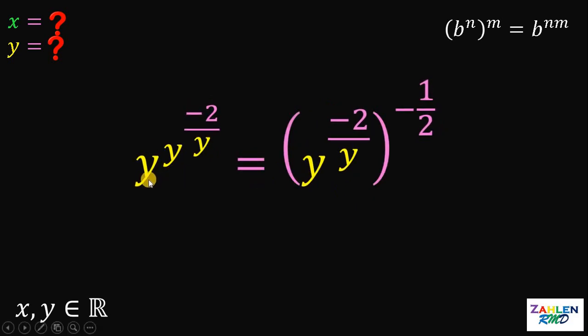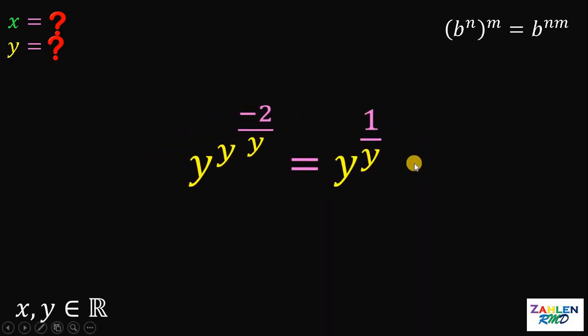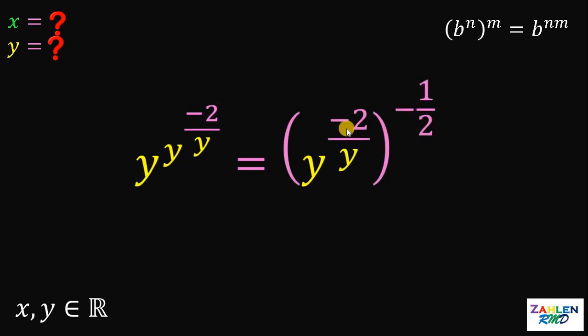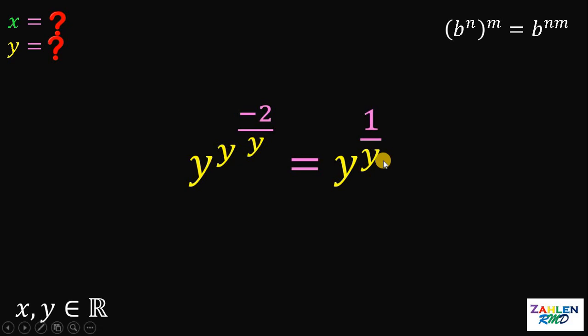So, we have y raised to x, or simply y raised to negative 2 over y, equals x raised to negative 1/2, or simply y raised to negative 2 over y, raised to negative 1/2. Now, let's simplify first the right-hand side. y raised to negative 2 over y raised to negative 1/2 is the same thing as y raised to 1 over y. The reason is if we multiply negative 2 over y times negative 1/2, negative times negative is positive, then 2 on the numerator and 2 on the denominator cancel out. So this is just 1 over y.